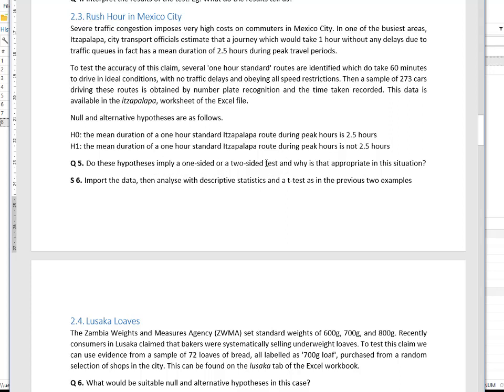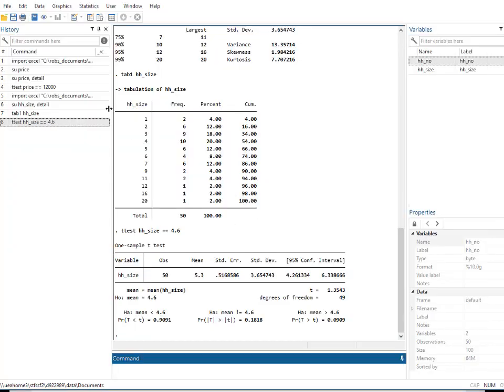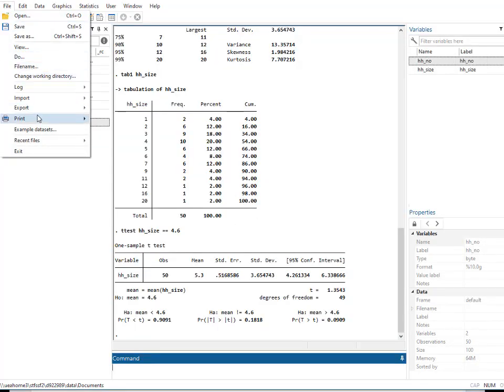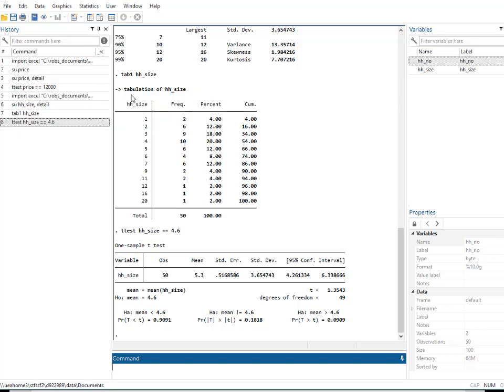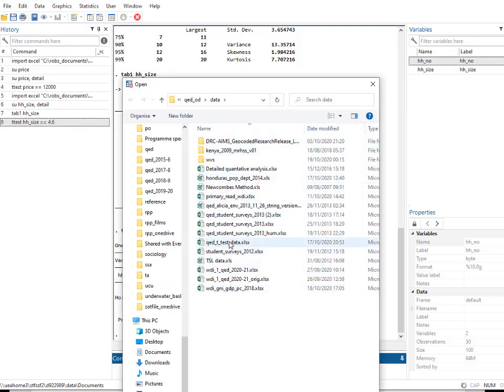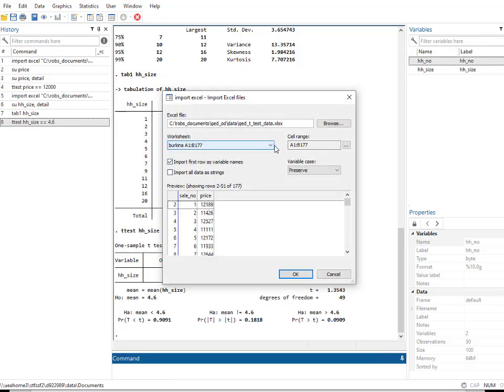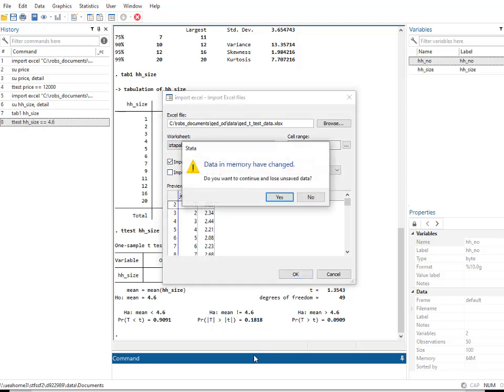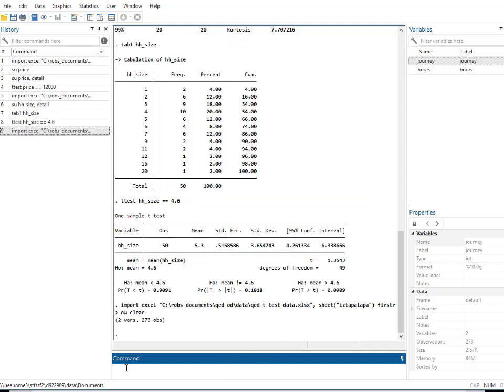So the rest of it's pretty standard stuff. Import the data, do the same test as previously. So Stata, here we come. Import, to use the technical phrase. There we go. Oh no, not Burkina, we want not Lusaka, we want Iztapalapa. Okay, that's good. So there's the data.